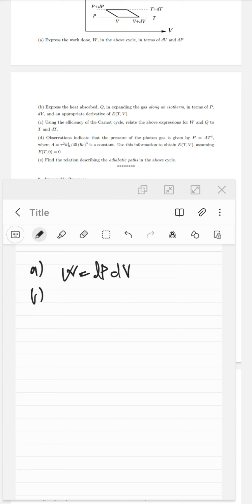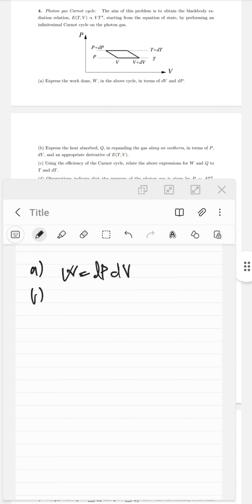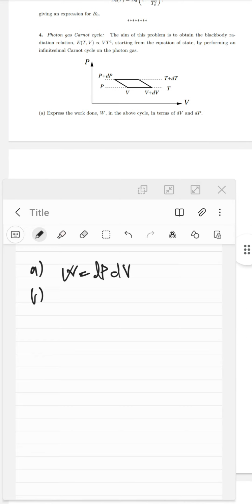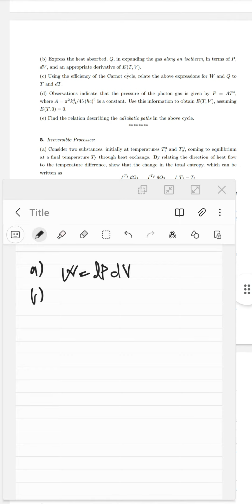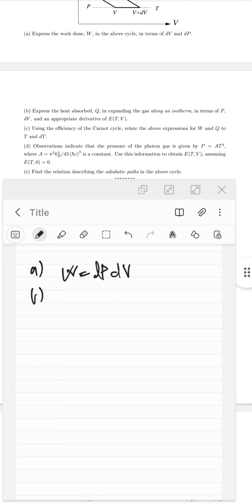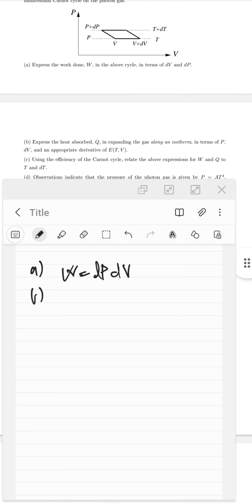Okay. B is express the heat absorbed Q in expanding the gas along an isotherm in terms of P, dV, and an appropriate derivative of E as a function of temperature and volume. Okay, I get it. So these guys are like isotherms, right? Because it's at some temperature T plus dT, and in a Carnot cycle you have adiabats and isotherms. And so you want to express the heat absorbed in expanding the gas along an isotherm. Absorbed, so it should be one where your volume is increasing, so that the work is being done. At the same time, you should also have the energy increasing, or something similar to that.